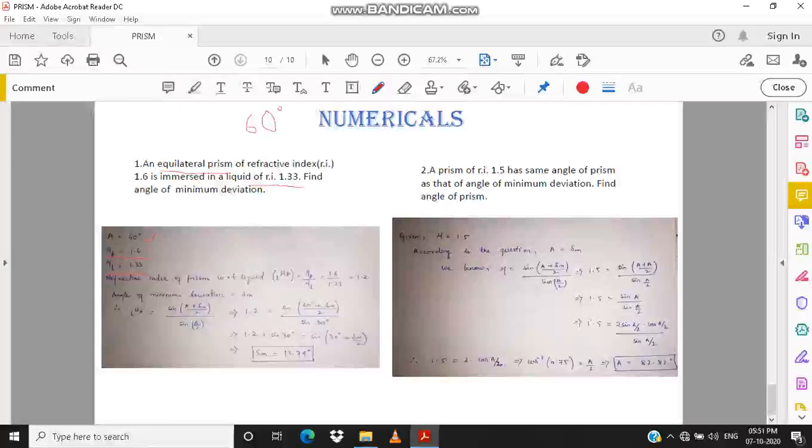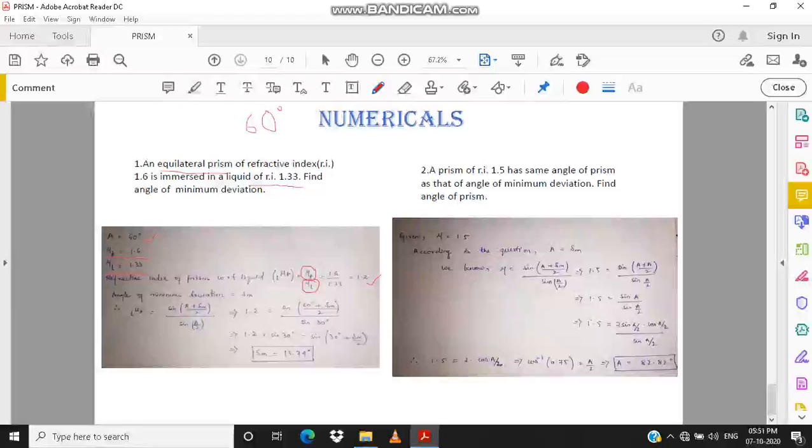With respect to whom you want to calculate, that goes in the denominator, that is mu L, the liquid. And whose refractive index are you calculating? That is mu P, the refractive index of the prism. The refractive index of the prism is 1.6 and of the liquid is 1.33, so we get the result as 1.2.